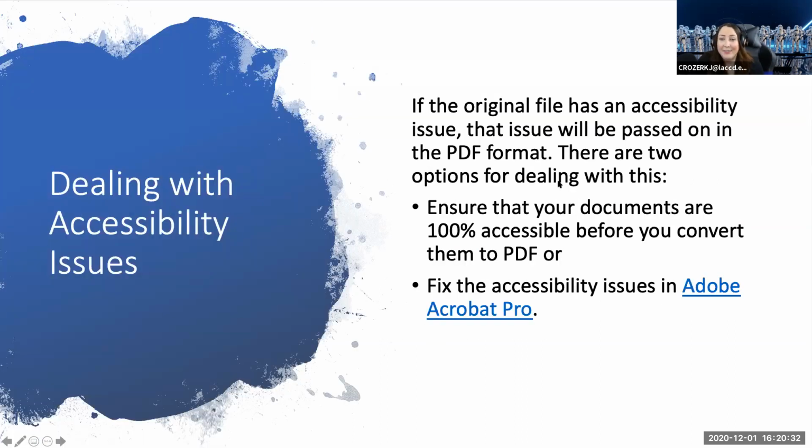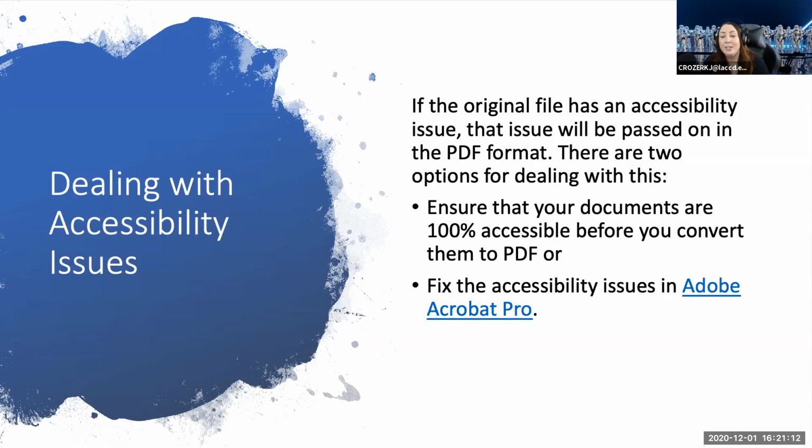So if you have the original file with an accessibility issue, there's kind of two routes you can take. The first is that you can go back into the original, like the original Microsoft Word document, and make sure that is 100% accessible. Once that's 100% accessible, I'll show you in a minute how you can export it to PDF and keep all those accessibility elements. So that's one option. Go back to the original, make sure it's 100% accessible, because if it's accessible, then it will make the PDF accessible, assuming you export it the correct way.